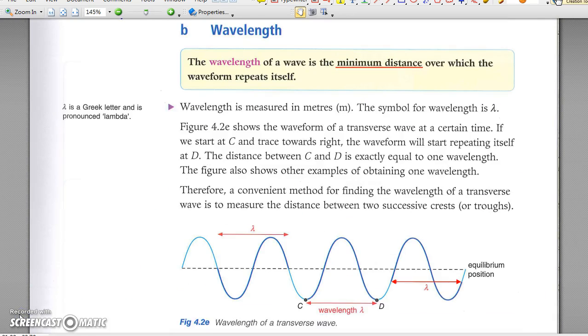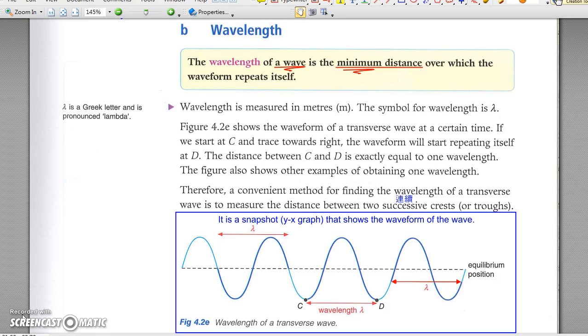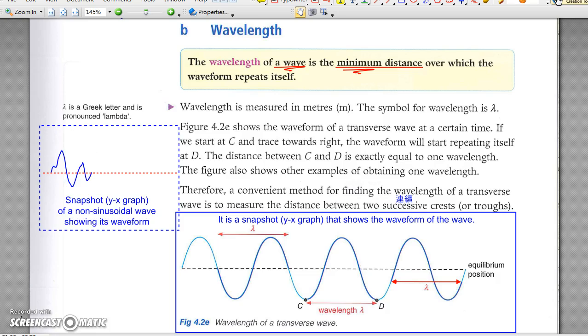B. Wavelength. It is the minimum length that the waveform repeats itself, measured in meters. For a sinusoidal transverse wave, the wavelength equals the distance between two successive crests or troughs. Of course, you may measure the wavelength of the wave using other parts of the wave, as shown. For other waves, which are non-sinusoidal, such as this, you can still measure the wavelength.